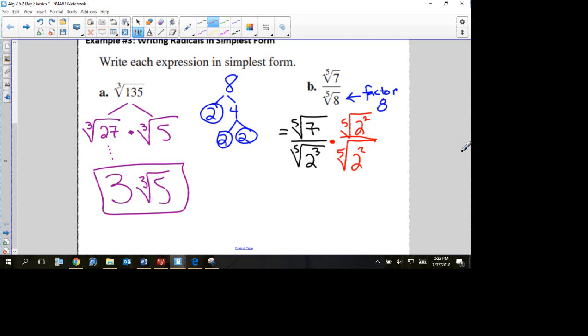So now I'm multiplying a fraction times a fraction. This fraction is equivalent to 1, so I'm not changing the value at all. And remember, we multiply fractions by going straight across. So straight across. On top, since they're both 5th roots, I can write the 5th root of 7 multiplied by 2 squared. On the bottom, since they're both 5th roots, I can write the 5th root of 2 to the 5, because I add my exponents for the 2's. I'm going to simplify that.